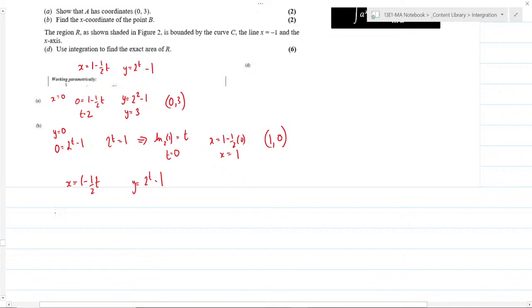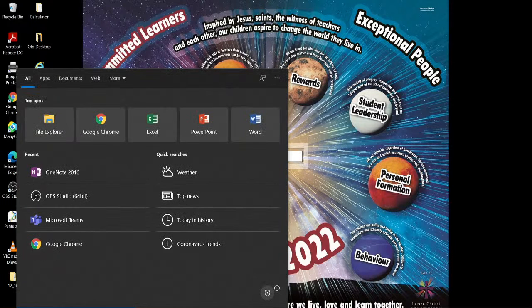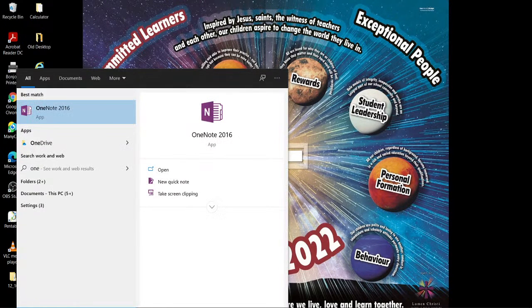So it's going to be -1 is equal to 1 minus a half of t. So bring that over, bring that back. It's going to be a half t is equal to 2. So t is equal to 4. Everybody happy with that? Apart from my computer.